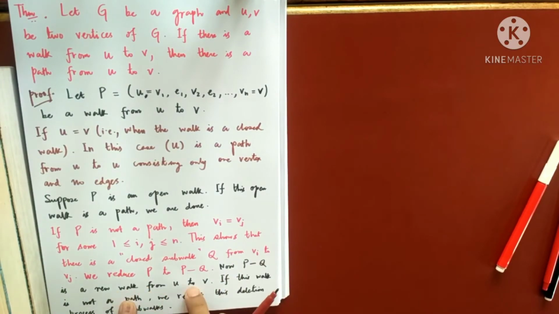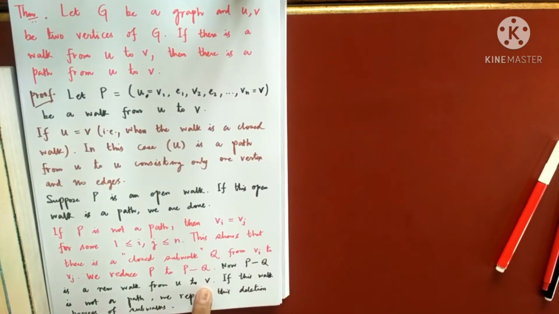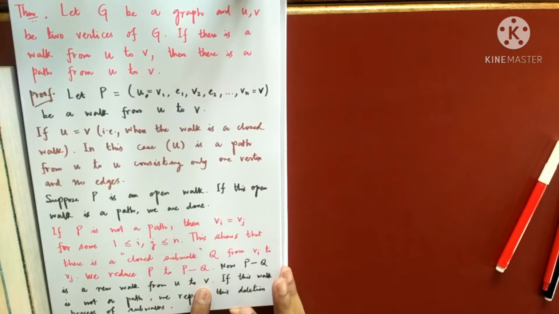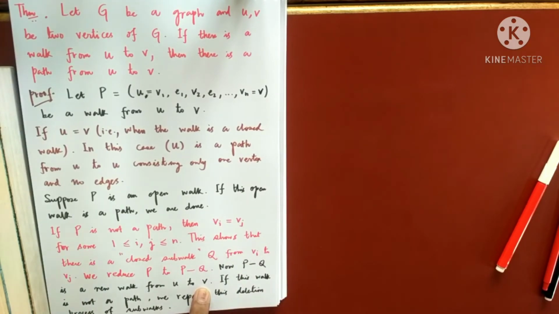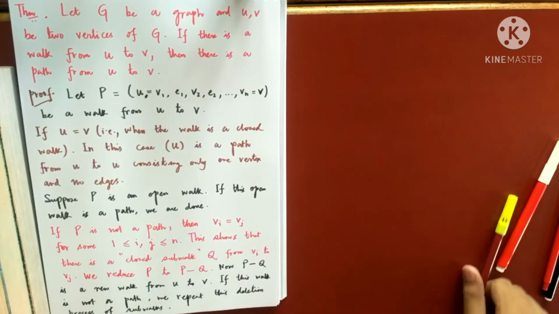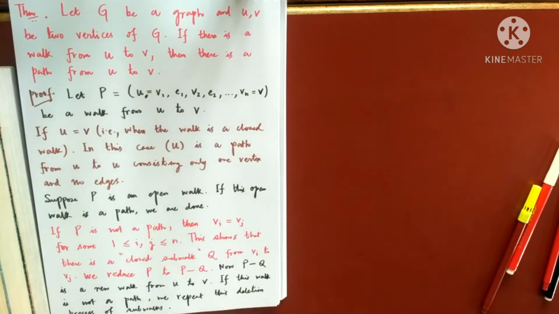Now this is a new walk from U to V. If this is a path, we are done with the proof. Suppose this is not a path, we repeat this deletion process of subwalks. Understood up to here? Yes, sir.